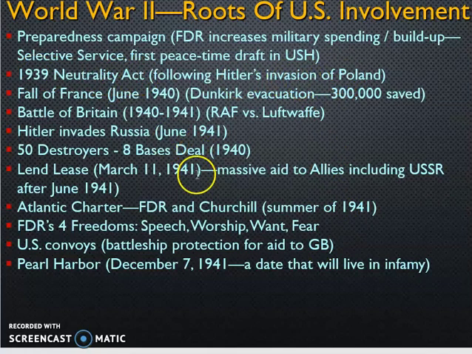So we issue this Neutrality Act again in '39. France falls within 5 weeks. You have the Dunkirk evacuation. And then you have a prolonged, almost year-long Battle of Britain, where the Royal Air Force, the British Air Force, will take on the Luftwaffe.